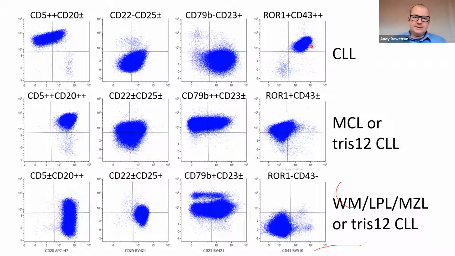For CLL, typically ROR1 and 43 are both expressed. 43 is usually very strong, ROR1 often quite weak. Mantle cell lymphoma will have variable expression, sometimes like CLL, sometimes not so much. Whereas for post-germinal center B-cell disorders like Waldenstrom's and marginal zone lymphoma, typically both of those are very weak.